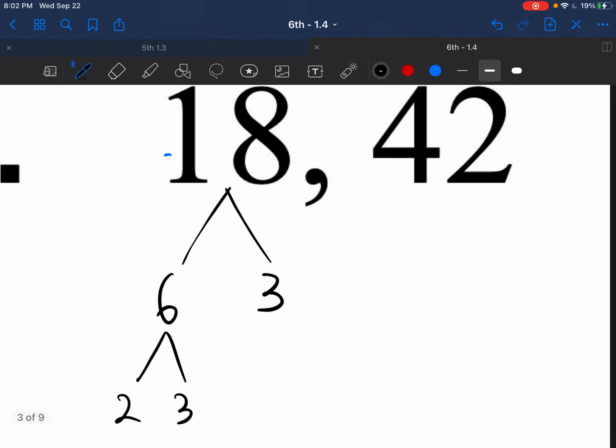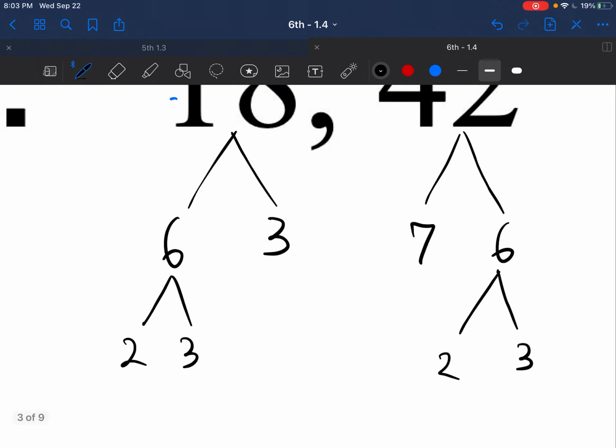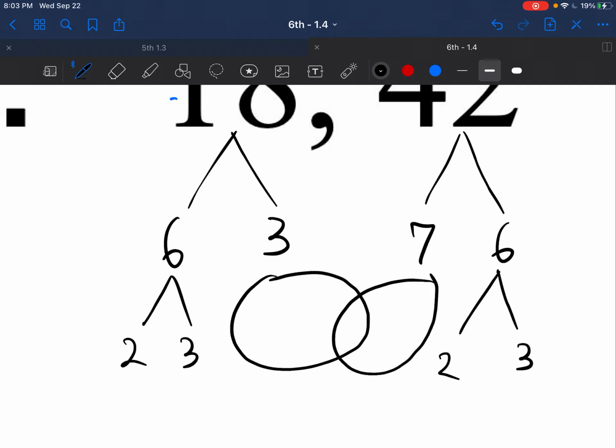Good. So now let's break down 42. 42 we have, let's say, 7 and 6. And then we're going to break down 6 into 2 and 3. Now my question is I want to find something. So if we draw a Venn diagram, okay? A Venn diagram, we want to find one number that they both have in common. Let's actually draw that a little bit bigger.